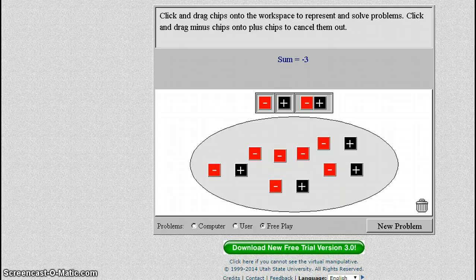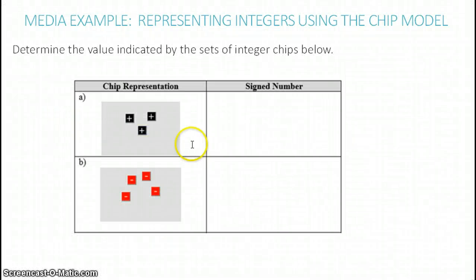So now let's use these ideas to fill in our chart. So here we have 1, 2, 3 positive chips. So our signed number will be 3, or if you'd like, positive 3. In this example, we have 1, 2, 3, 4, and they're all negative chips. So this represents the signed number negative 4.